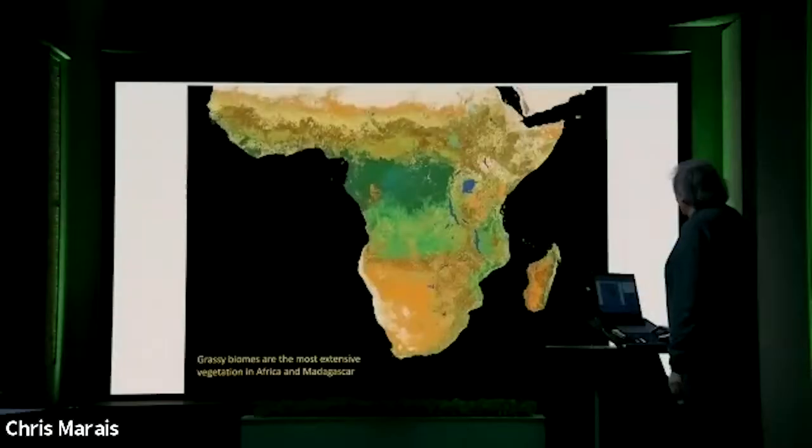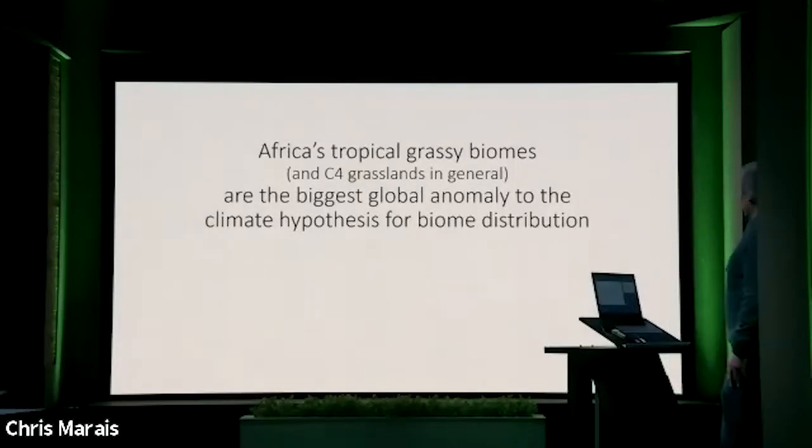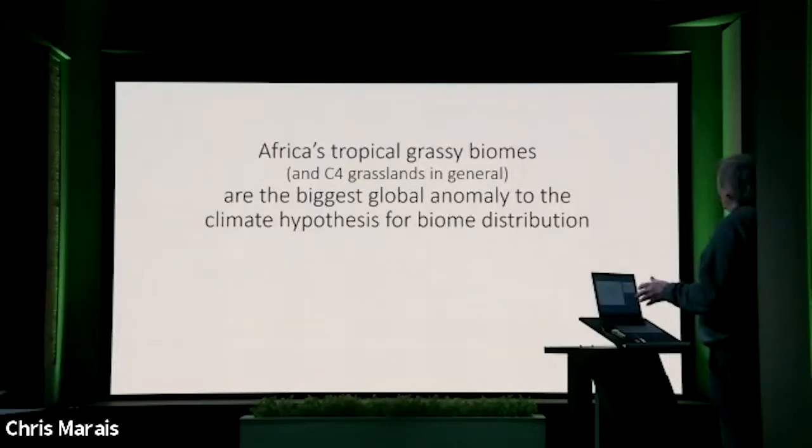So here we are, these wonderful grassy biomes of Africa. And these tropical grassy biomes and C4 grasslands in general are the biggest global anomaly to the climate hypothesis for biome distribution. It's the biggest place on the planet where climate does not predict well the vegetation and the ecosystems that are there. So in our part of the world, in Africa, we need to be aware of this, and we need to be aware of all the repercussions of climate not being a good determinant of what you see on the ground.